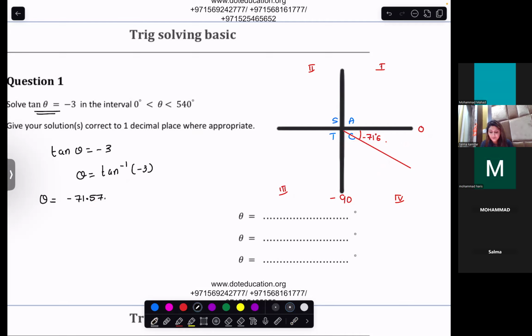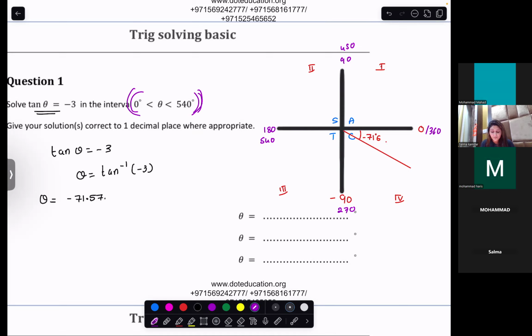Now I want to find the values between 0 and 540. What I will do is write all the values going in the positive direction: 0, 90, 180, 270, 360. This will become 450 and this becomes 540. How will I start? Should I get 90 on top? It should be 270 now.